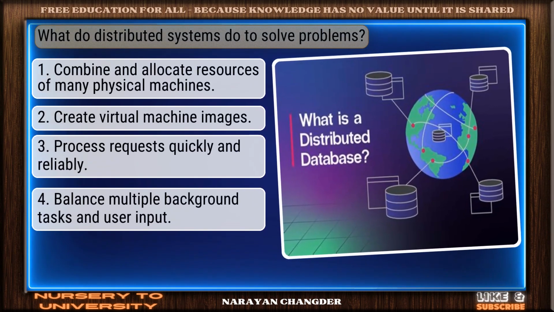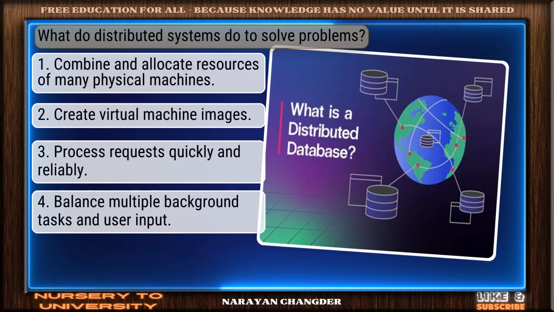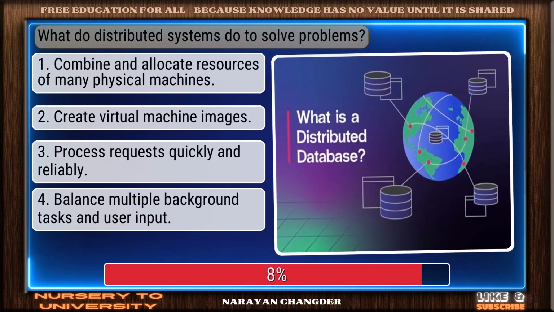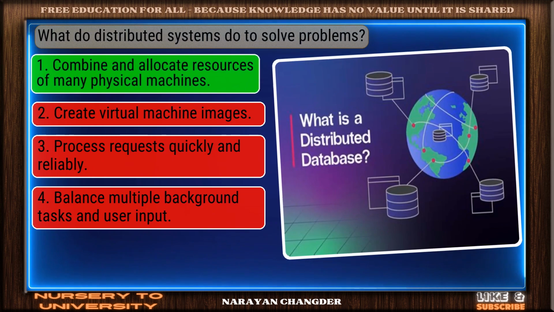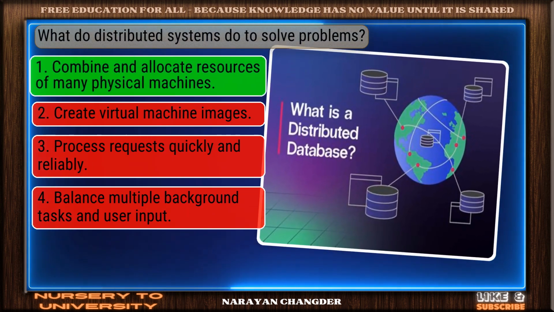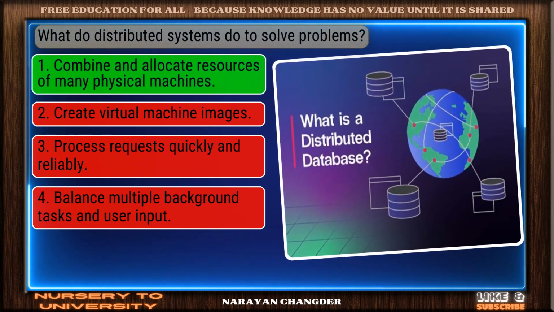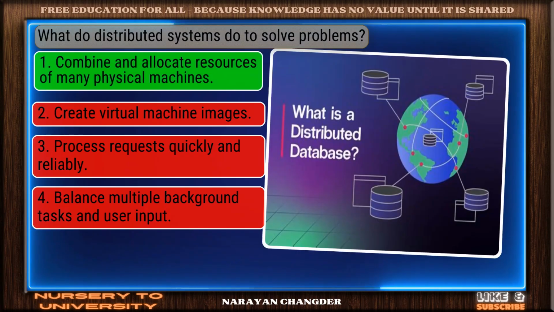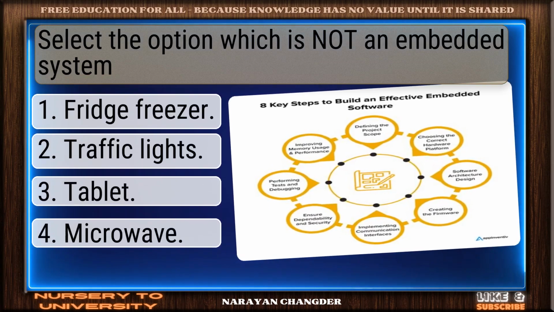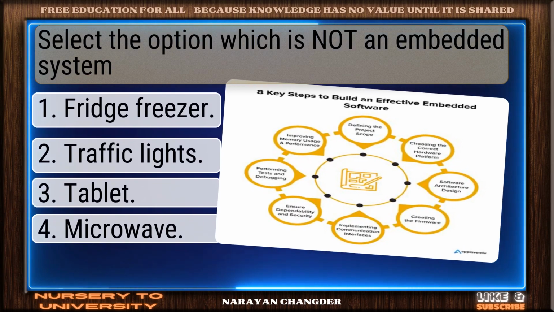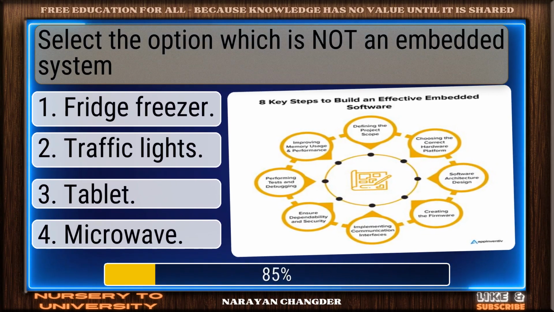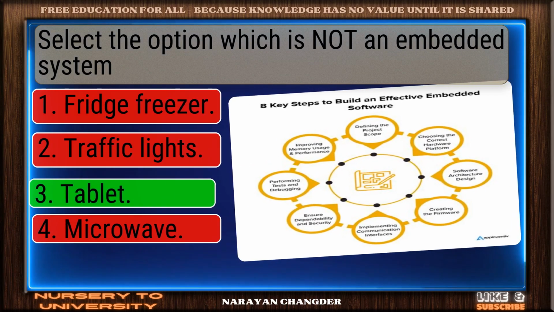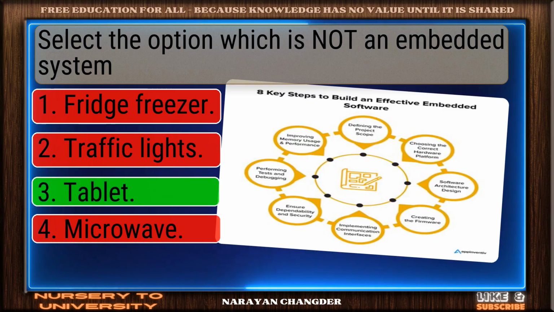Question number 34. What do distributed systems do to solve problems? Smart move. Combine and allocate resources of many physical machines is an accurate answer. Question number 35. Select the option which is not an embedded system. Smart pick. Tablet is the correct choice.